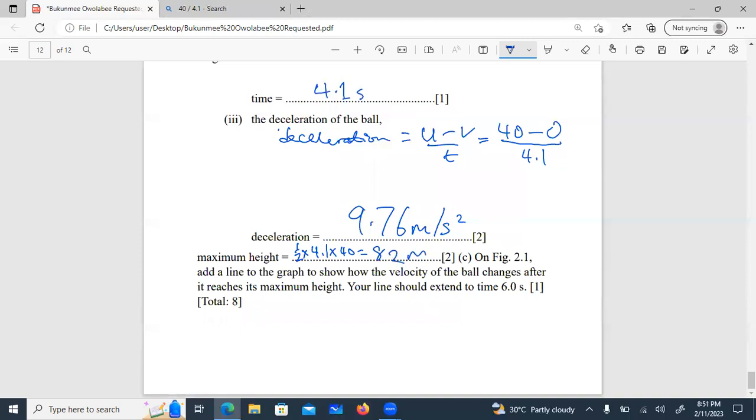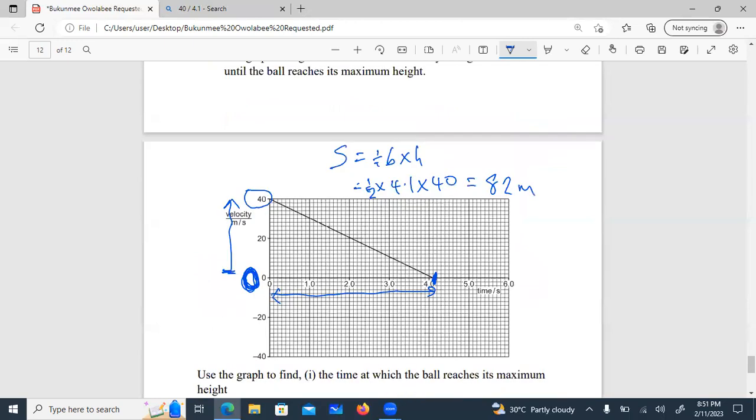And the last question says, add a line to the graph to show how the velocity of the ball changes after it reaches its maximum height. Your line should extend to 6 seconds. After the object reaches its maximum height, the speed starts increasing as the object goes downwards. And that is what this line here depicts. Let me erase every other unnecessary line so I can focus on only the answer to the question.